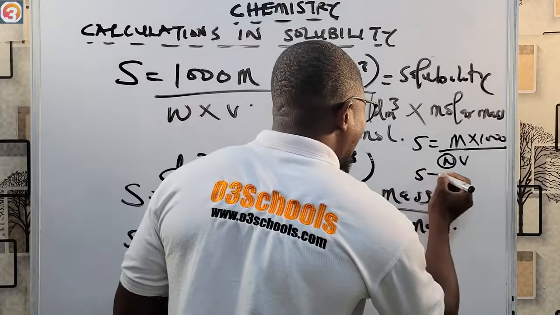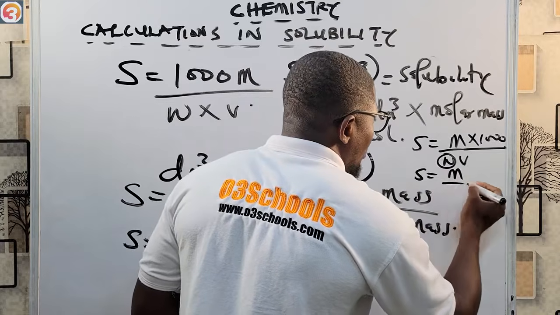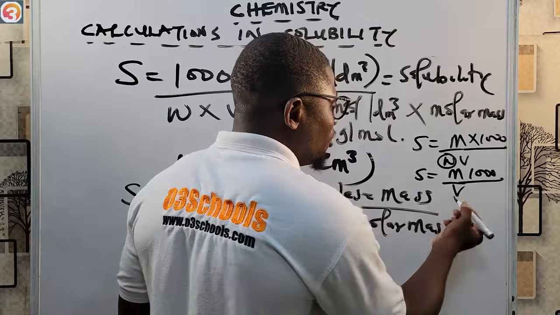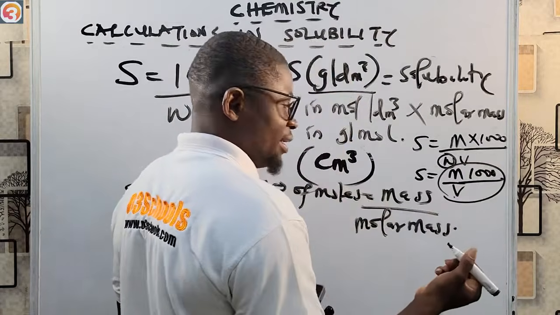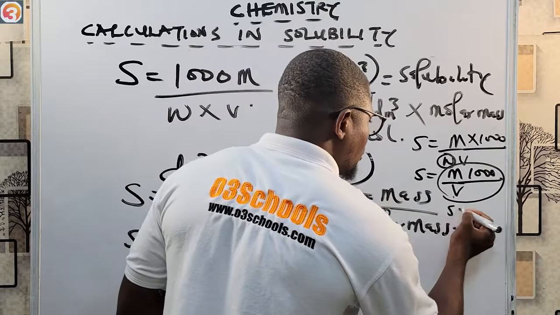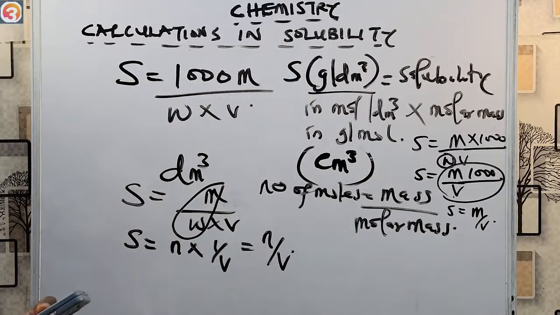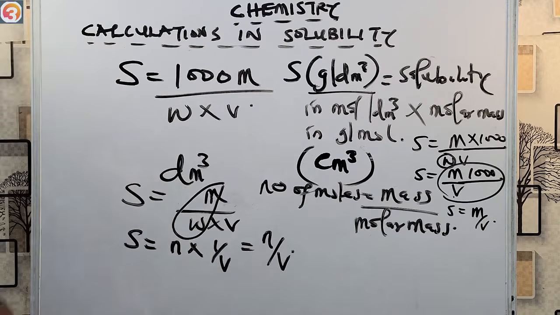So if solubility is in gram per dm cube, solubility will be m over v, or 1000 m over v, depending on whether the volume is in cm cube. If it's in cm cube, we have 1000 m over v. If it's in dm cube, solubility is simply m over v. We're going to apply them in the questions we solve from now on. So let's begin immediately.